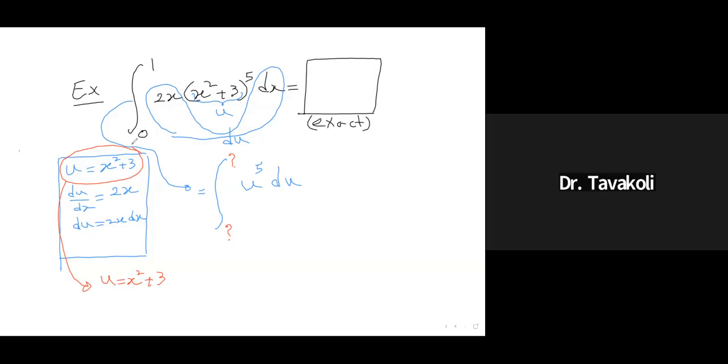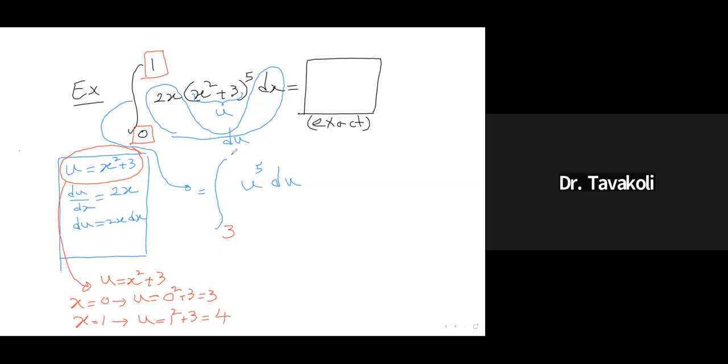So look at the lower limit of the integral, 0. When x is 0, u is what? It's 0 squared plus 3, so it is 3. So the lower limit of the integral becomes 3. How about the upper limit of the integral? That's 1 up there. When x is 1, u is 1 squared plus 3, which becomes 4. So that upper limit is 4.